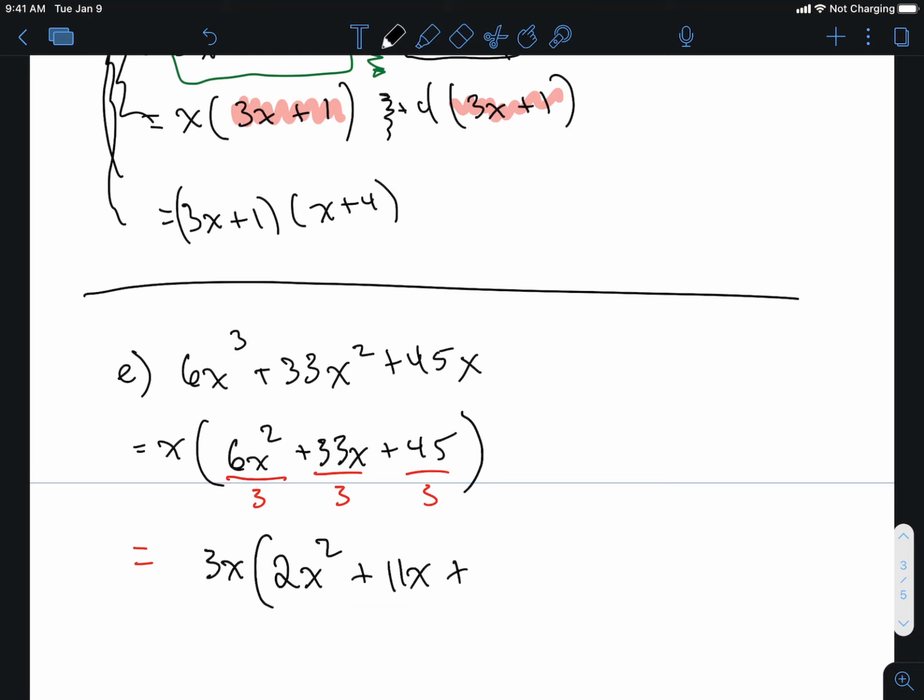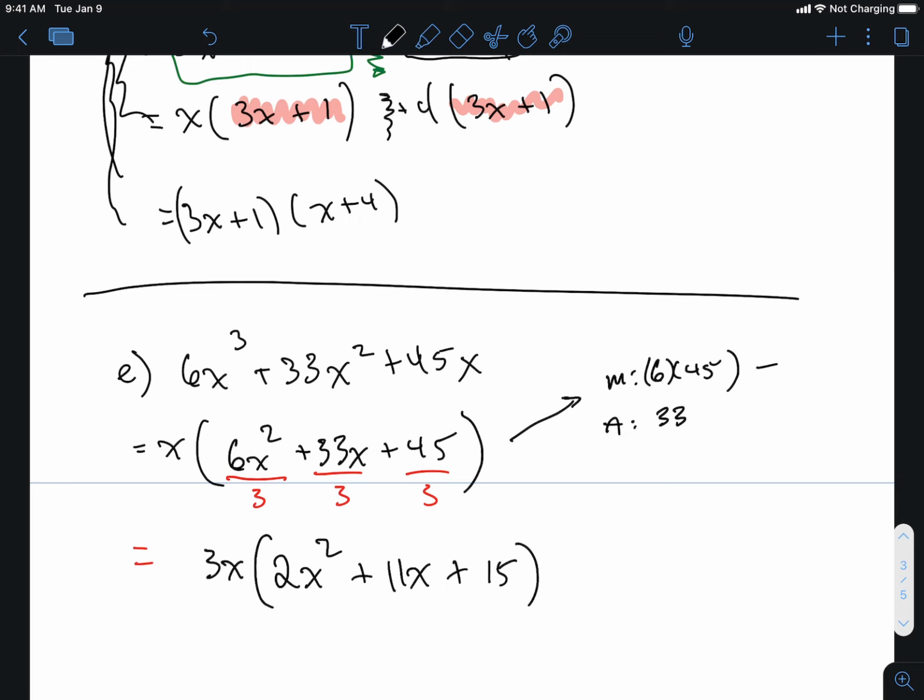what's left on the end? What's left? 15. Okay? That, I think, is a little bit easier. Look, again, just to highlight this, it would work if you decided to go 6 times 45, whatever that is, and add to 33. It would work. I'm not going to deny it.